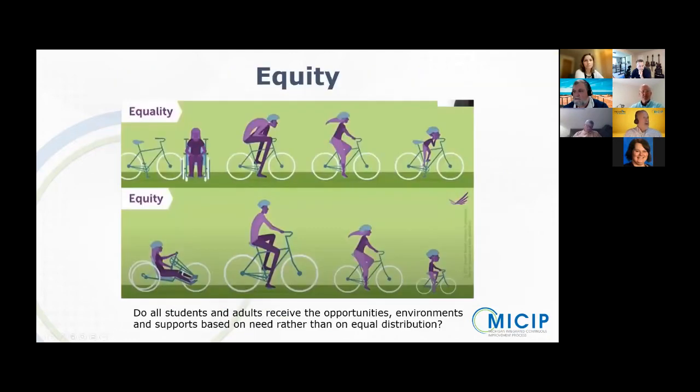So again, when we're talking about equity overall, and this is the lens through which we look at those other 3, the key question around equity is the one that's at the bottom. Do all students and adults receive the opportunities, environments, and supports based on what they need, rather than on simply equal distribution? And you've probably seen a variety of images of equity compared to equality. This is just another one of those that's meant to illustrate that.